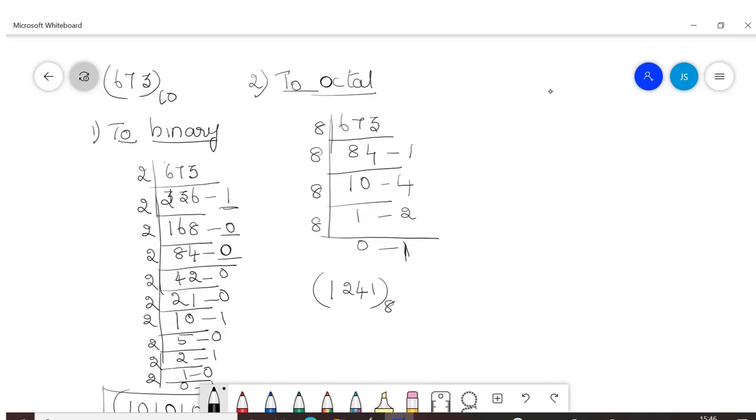Whereas to find the hexadecimal equivalent, we divide the number by 16.